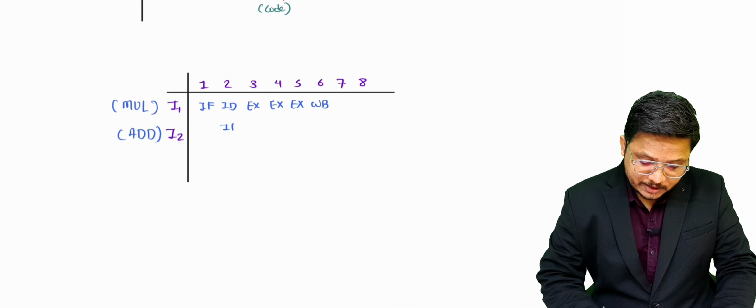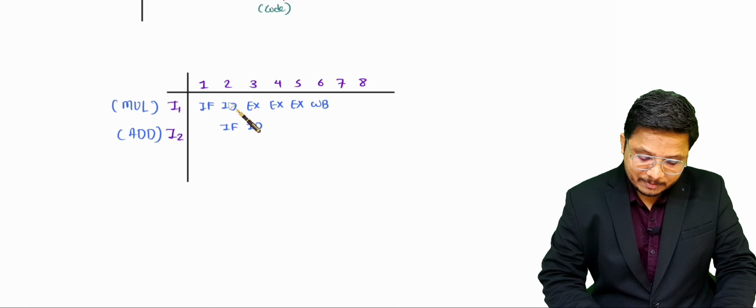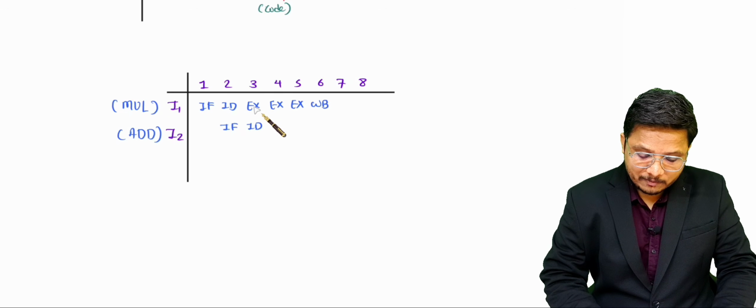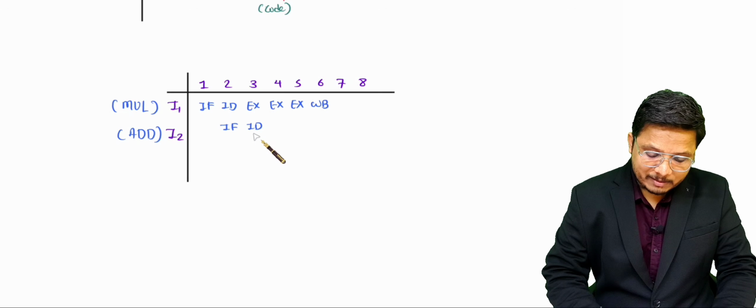When it performs instruction fetch and instruction decode, at that time there will be no issue. Why? The reason is, see, while I1 performs instruction decode, at that time instruction fetch is happening for the next one. When execute is happening, at that time instruction decode is happening. So during this time period there will be no issue.